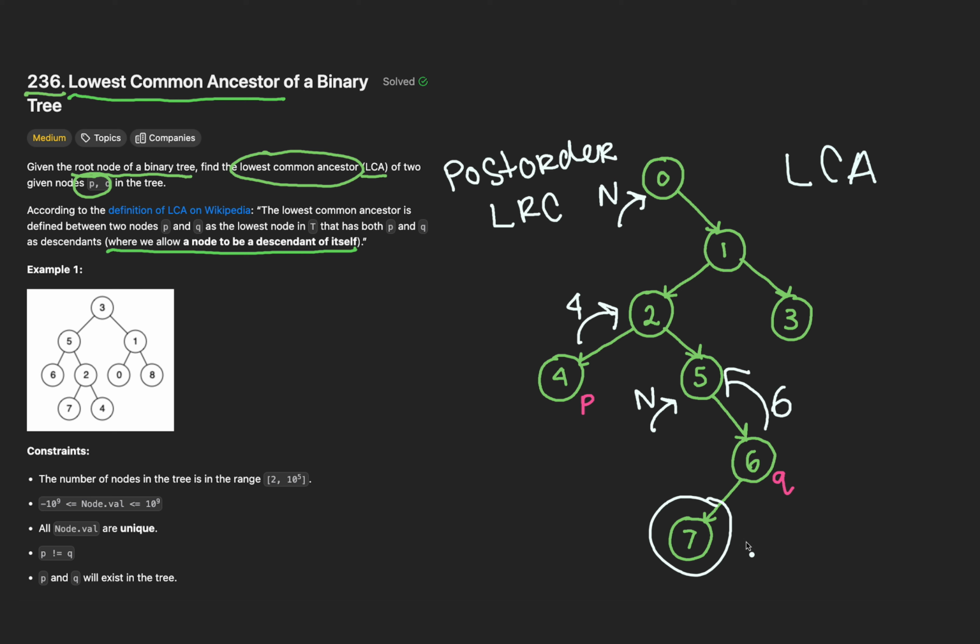One thing before we move on in our example is note that we never visit node 7. Here, that's okay, because the moment we visit either node P or node Q, we know that we need to immediately return it.